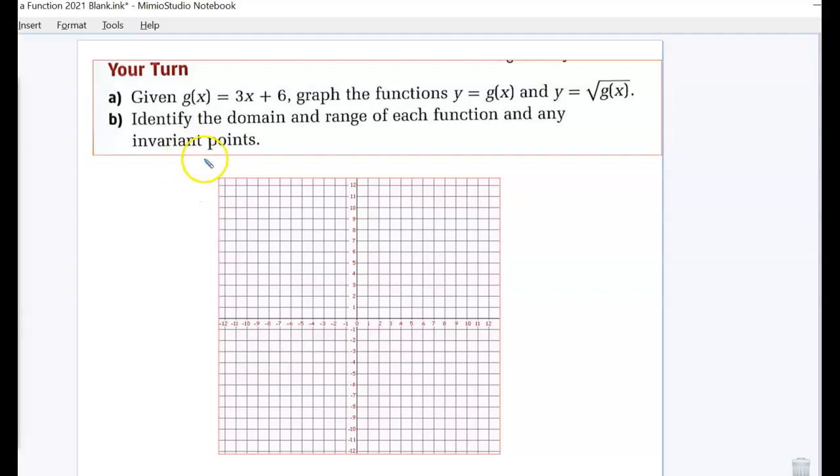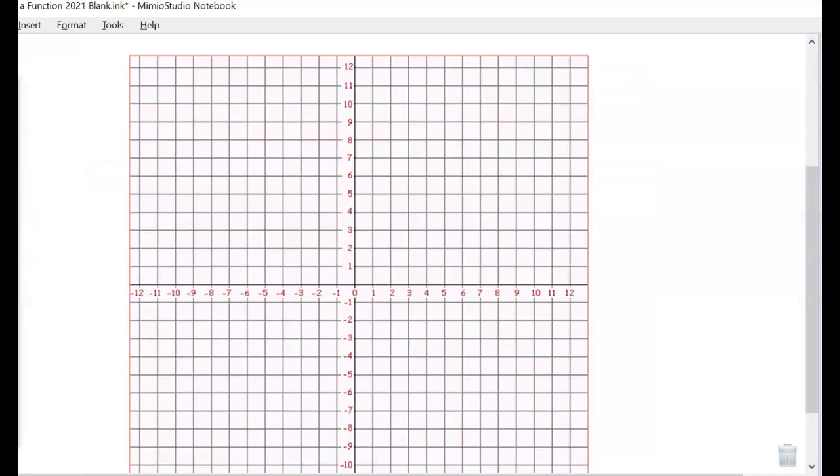Okay, hopefully you've had a chance to try this one. So 3x plus 6, if I was to graph that, let's graph that. My slope is 3. So there's going to be the graph of y equals 3x plus 6. Okay, so there's y equals 3x plus 6.